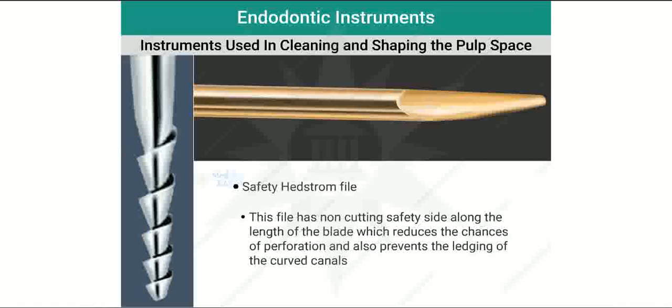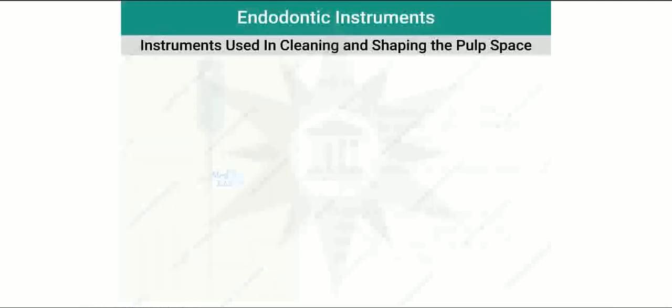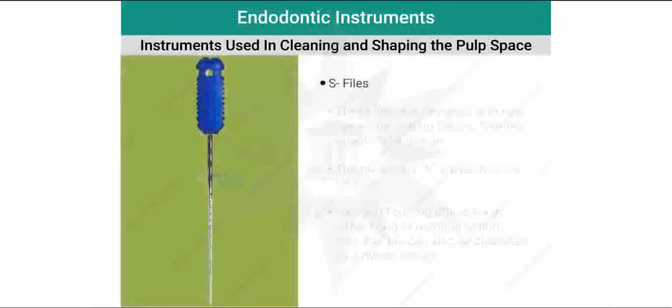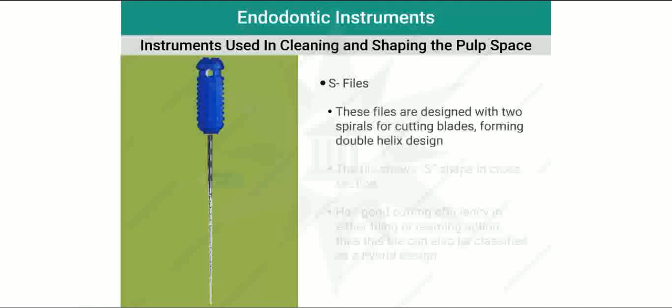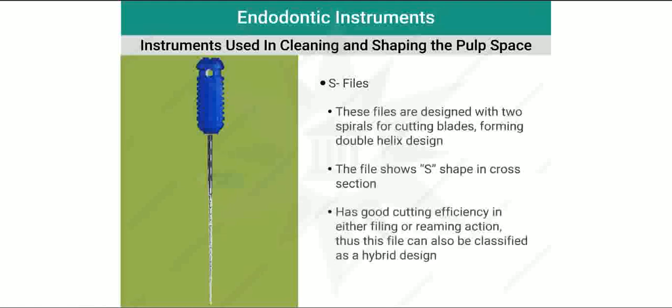The last file is the S file. S files. These files are designed with two spirals for cutting blades, forming a double helix design. The file shows an S shape in cross section, and it has good cutting efficiency in either filing or reaming action. Thus, the file can also be classified as a hybrid design.